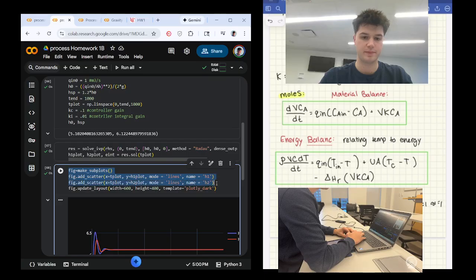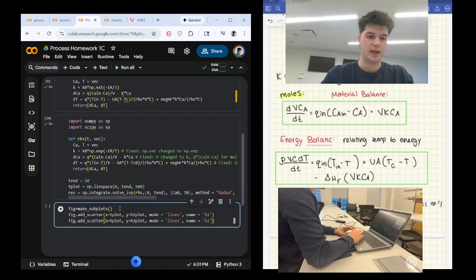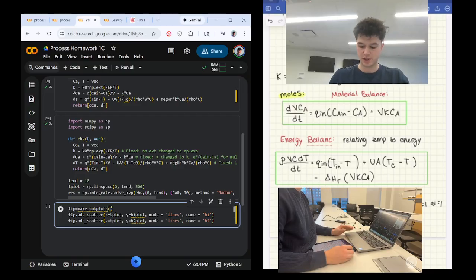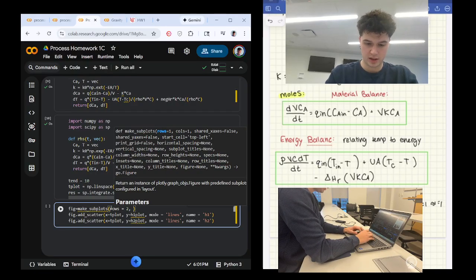So let's bring this over. And we will add a new line of code. Now we'll explain again. So fig equals make_subplots. That's going to make us the plot here. But this time we are going to need rows and columns. We're going to need more than just one. So rows we're going to need 2. And then columns we're going to need 1. No, I'm sorry. I have that flipped. Rows are going to need 1. Columns are going to need 2.